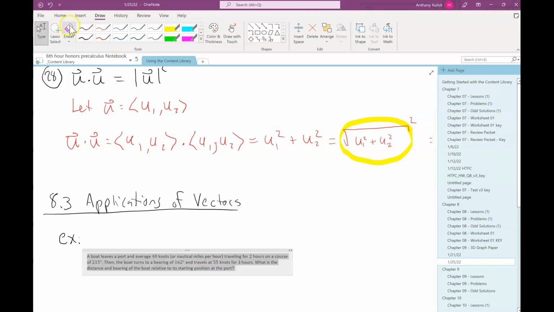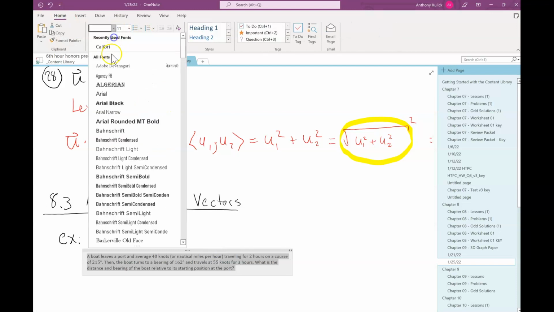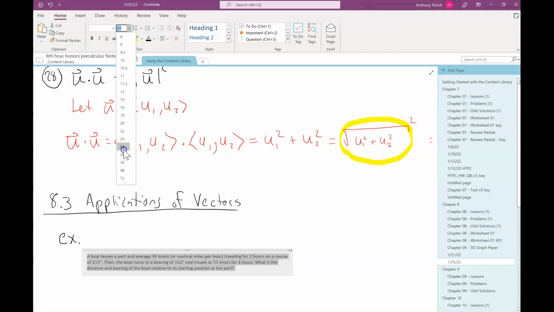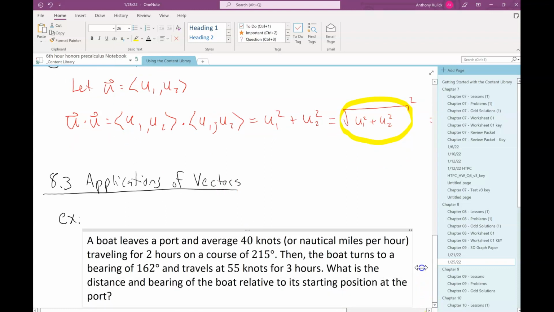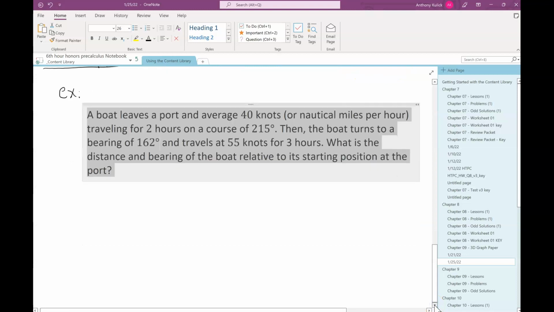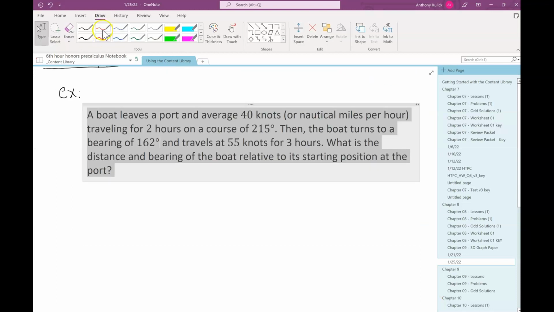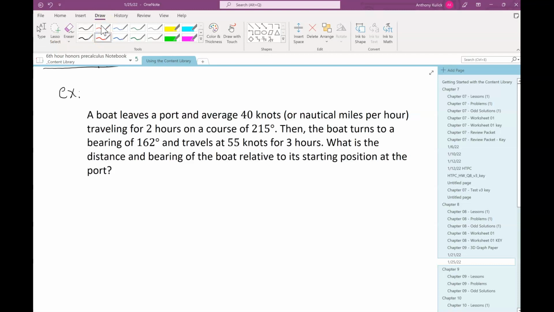So let's say we have one of these navigation problems. And this should sound pretty familiar, right? A boat leaves a port and averages 40 knots, traveling for 2 hours on a course of 215 degrees. Then the boat turns to a bearing of 112 degrees and travels 55 knots for 3 hours. What is the distance and bearing of the boat relative to the starting position?